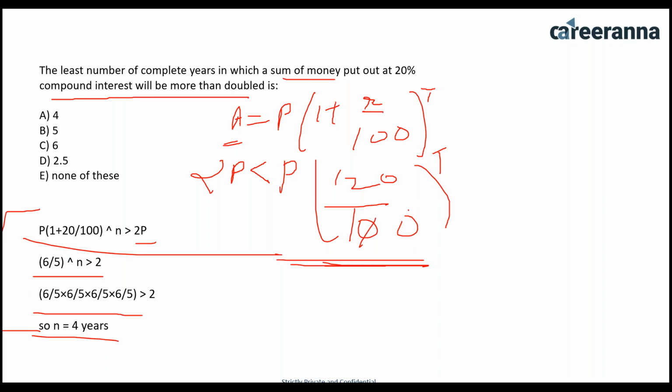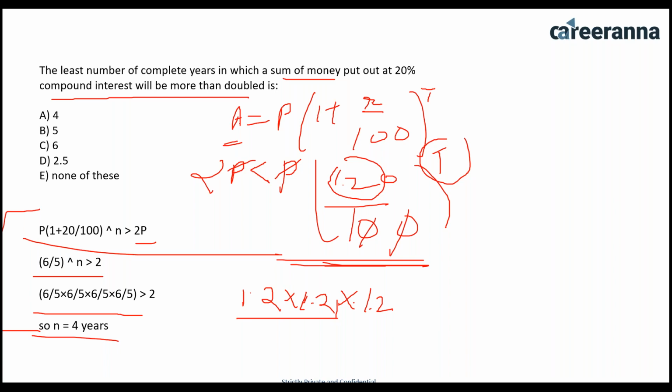So I can do it like this. I can write it like 1.2, easy to understand. I can cut P, right? So 1.2 to the power T should be greater than 2. This is the case. Now if I multiply 1.2 by 1.2, 12 square would be 144, so I will get 1.44.